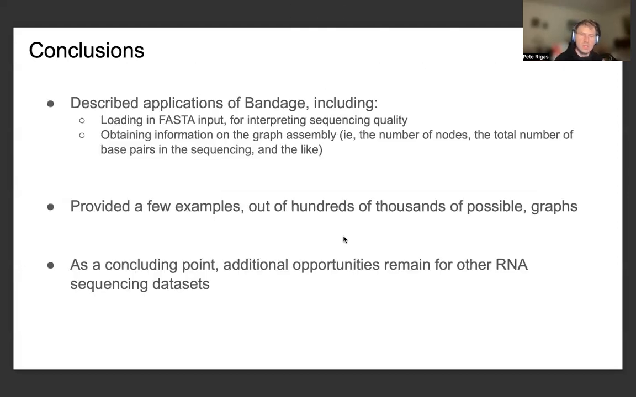So in terms of conclusions, we describe applications of Bandage, including loading in FASTA input for interpreting sequence quality, in which, like we have been saying, if there is a graph which consists of a linear segment in which all of the nodes in the graph have degree 1, then that implies that there is no uncertainty in this graph, or there are no sequences in the FASTA file which share some nucleotides or base pairs of the graph.